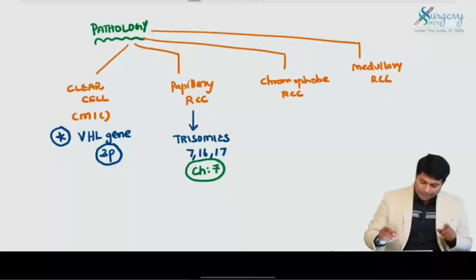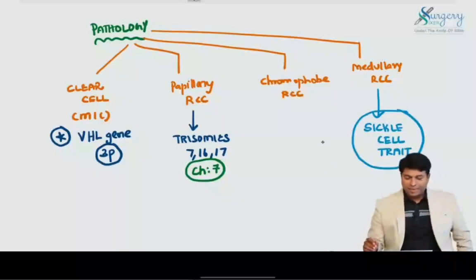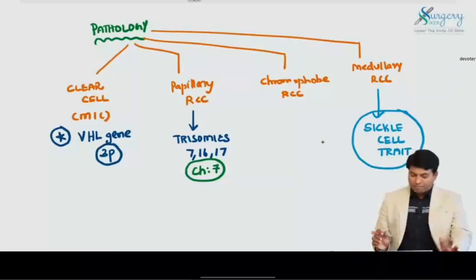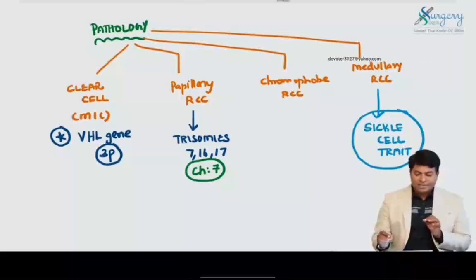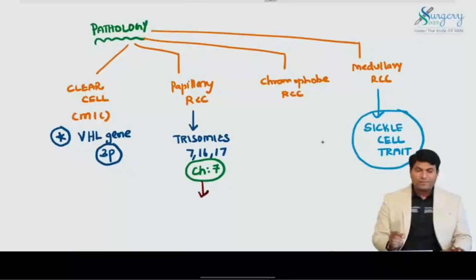An interesting question you can get in the exam is that sickle cell patients get medullary RCC. Medullary type RCC is seen in sickle cell patients. So please don't forget this important point. Clear cell cancer is the most common cancer, it is associated with the VHL gene, and it is the overall most common type. Papillary RCC is the one associated with chromosome 7.